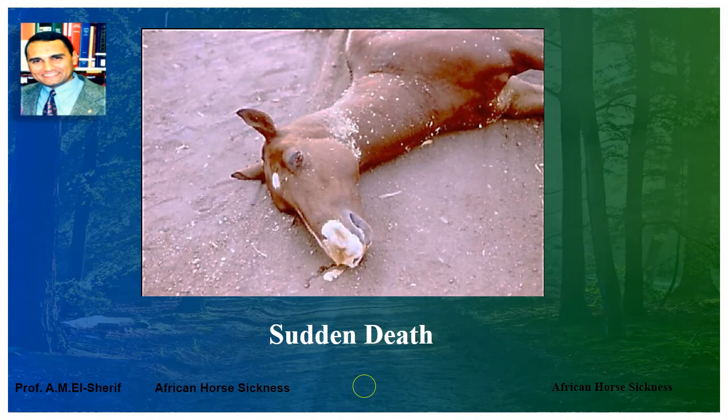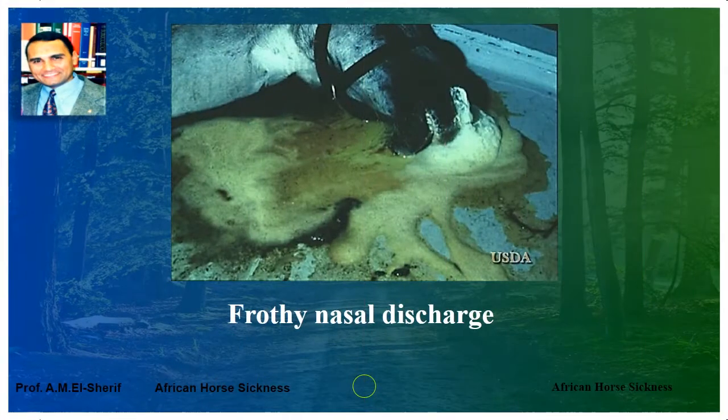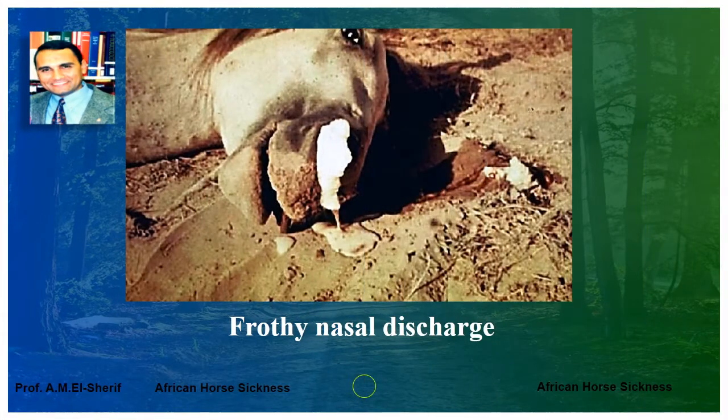Sudden deaths of infected horses occur at the beginning of an epizootic of African horse sickness in the area, with an increase in body temperature reaching 41 centigrade. Frothy nasal discharge appears in this picture. A picture of frothy nasal discharge from a dead horse diseased with African horse sickness.